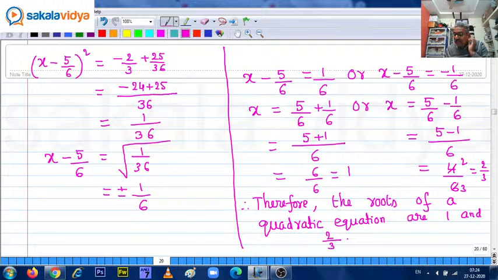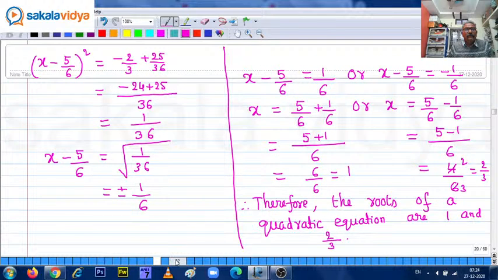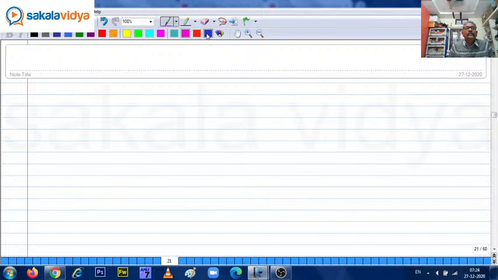Not 5 by 6. 5 by 6 whole square. You remember, Nana? One thing. So now the fourth question. So you practice as many questions, Nana. That's why I'm giving more questions based on this one.